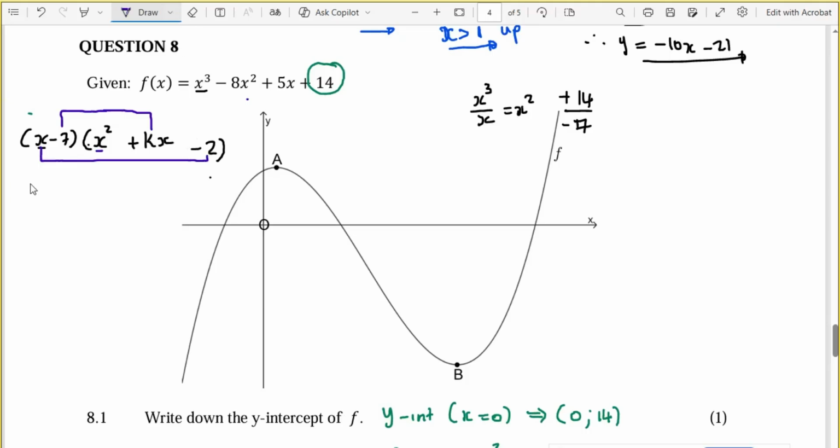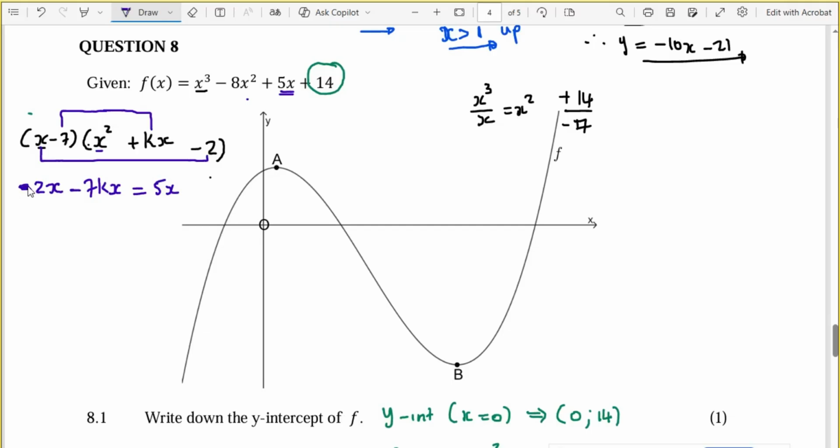So when I multiply the two, this is x times minus 2, which is minus 2x. Then minus 7 times kx, which is minus 7kx. Then you're going to equate this to the term that has the coefficient of x in the equation, which is 5x. Then this side we have a common factor.